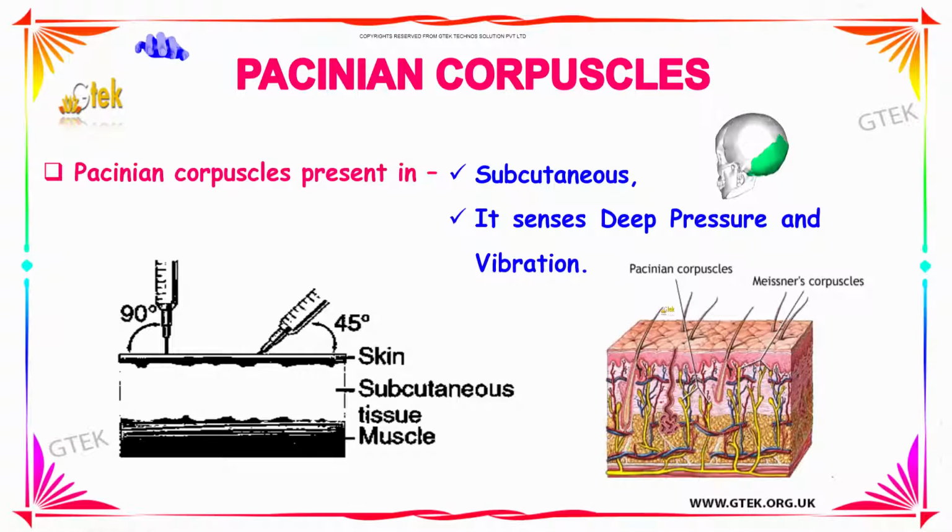Next, we are going to study about the Pacinian corpuscles. The Pacinian corpuscles are present in the subcutaneous layer of the skin, and they sense the deep pressure and vibration that occurs on the skin. So your subcutaneous tissue helps in identifying the deep pressure and vibration that the skin is subjected to.